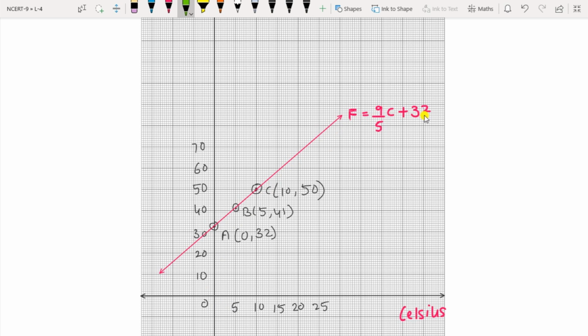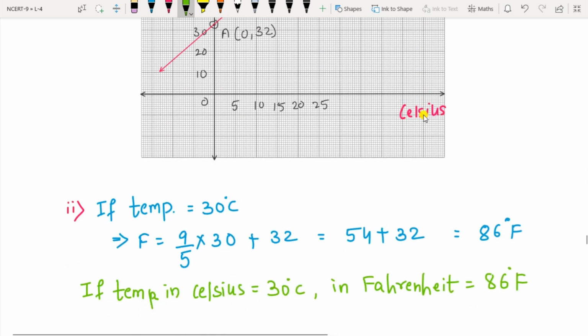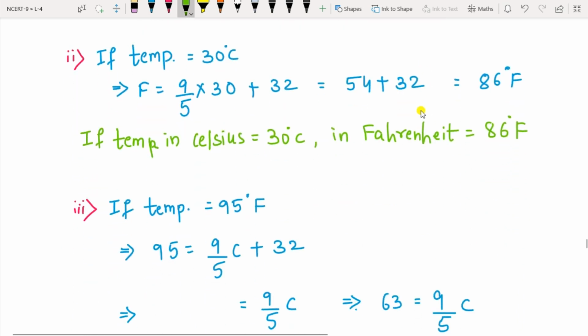That was the answer for the first sub-question. Then the second sub-question is, if temperature is given as 30, you have to find the value of F. So put the value of C as 30 here. Do the cancellation. 5 ones are 5, 6 nines are 54, plus 32 gives 86 Fahrenheit. So when C is 30, F is 86 Fahrenheit.